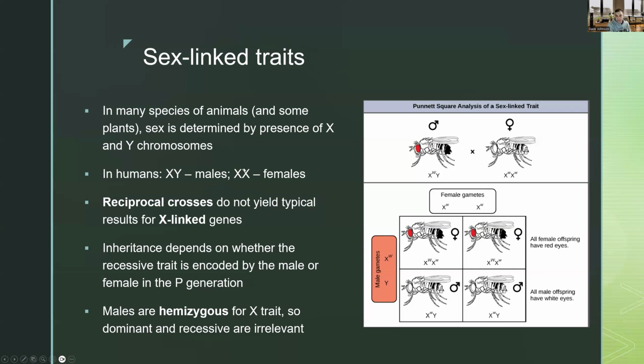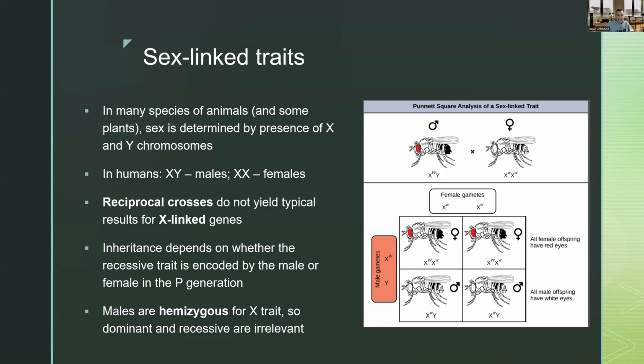So XX females can be homozygous for X-linked traits. They could be heterozygous for X-linked traits because they have 2 copies of each. On the other hand, males can only be hemizygous for X-linked traits. Hemi meaning half, because they only have 1 copy of the genes that are located on the X chromosome, because the other half of that chromosome pair is this runty little Y chromosome that doesn't match up at all with things that are on the X chromosome.